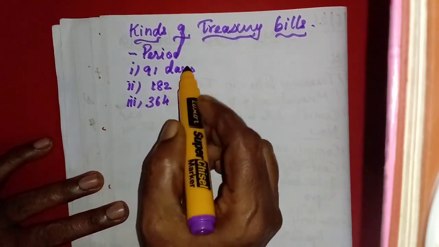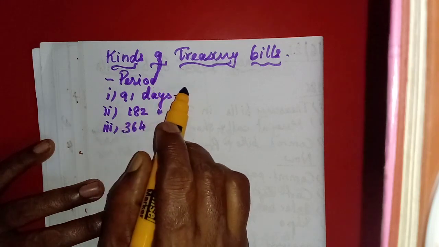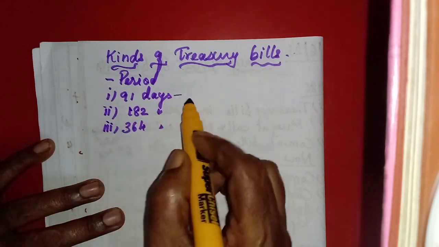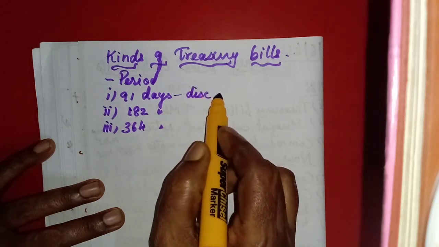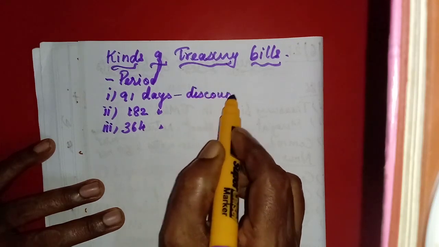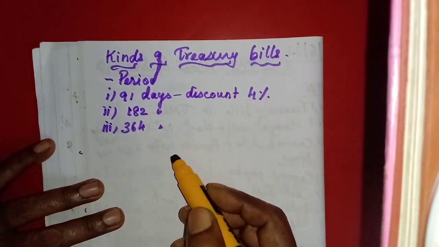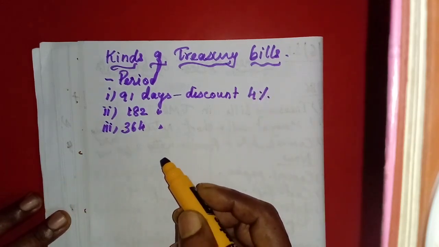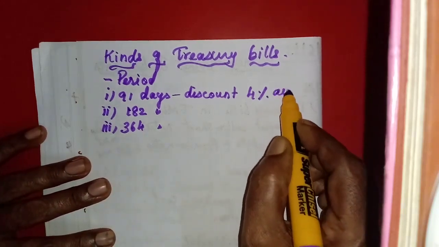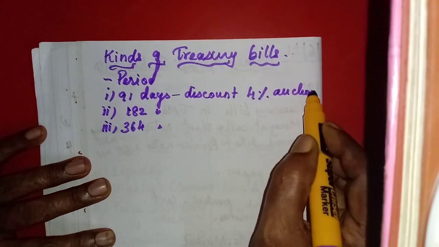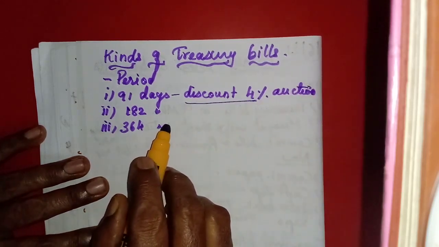Here this 91 days treasury bills, we should know, is issued at a fixed discount rate. One fixed discount rate will be there, that is 4%. But through auction only it will be done. Auction, and the fixed rate of discount will be issued.